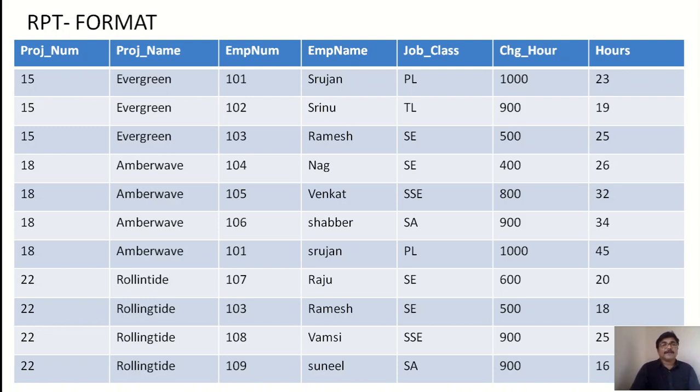So that's why we go for a combination of attributes. Let us see here, project number and employee number. By combining these two, we get any row uniquely. Let us see here, project number 15 and employee number 101. His name is Srijan and job class is project leader, whereas the charges per hour is 1000 and hours 23. The next one, project number 15 and employee number 102. So there is uniqueness in these rows. So we conclude that the project number and the employee number is a primary key. By adding these two attributes, this primary key is called a composite primary key. By using this composite primary key, we can identify entire rows in this table.